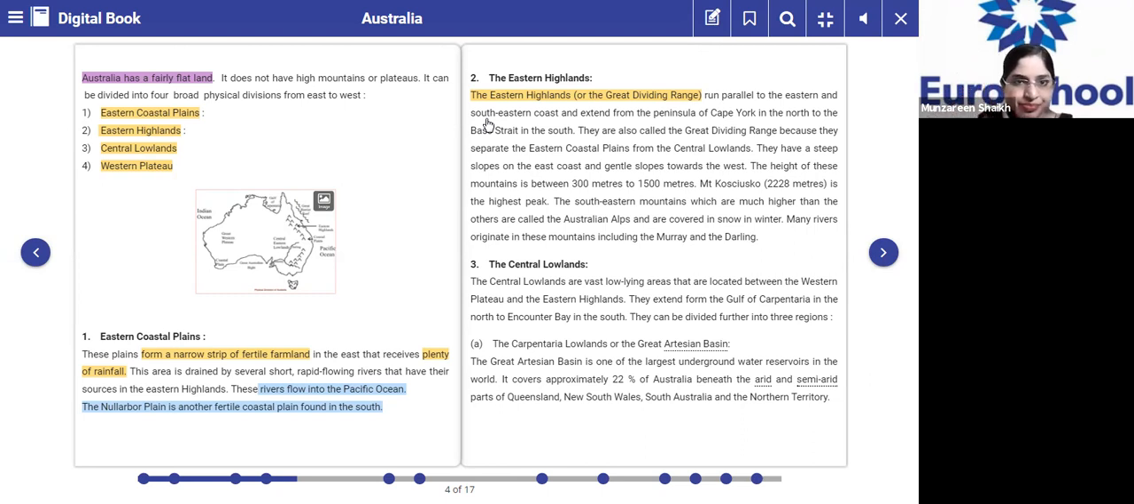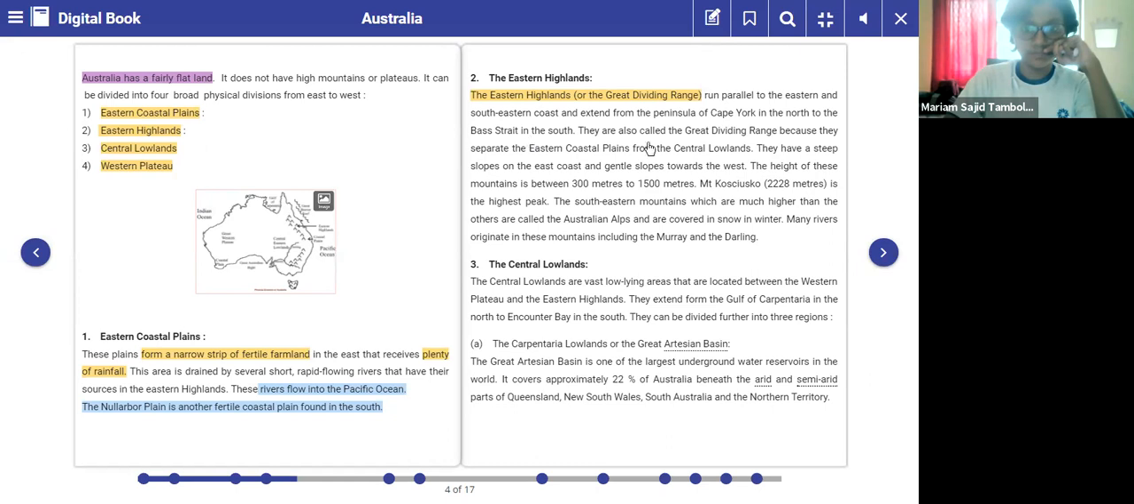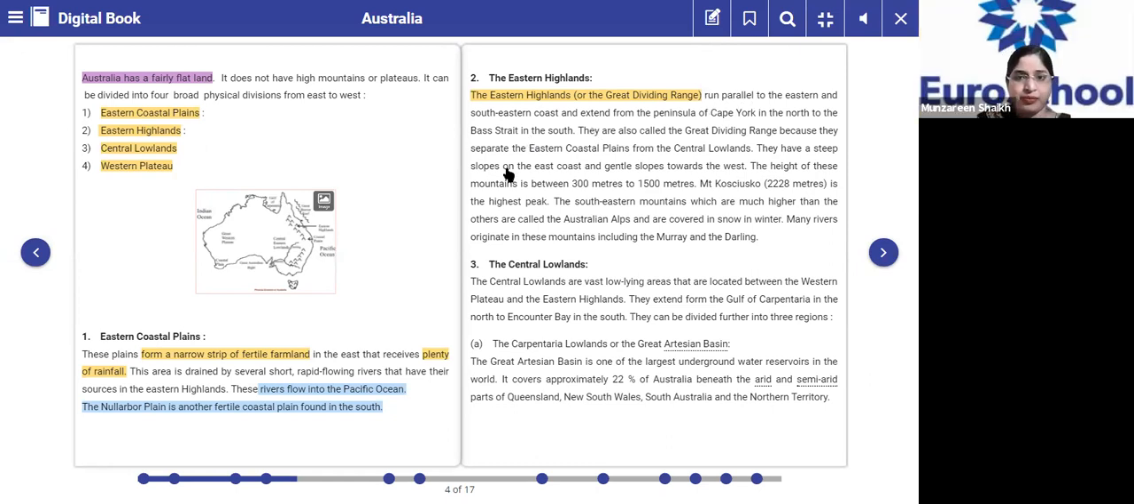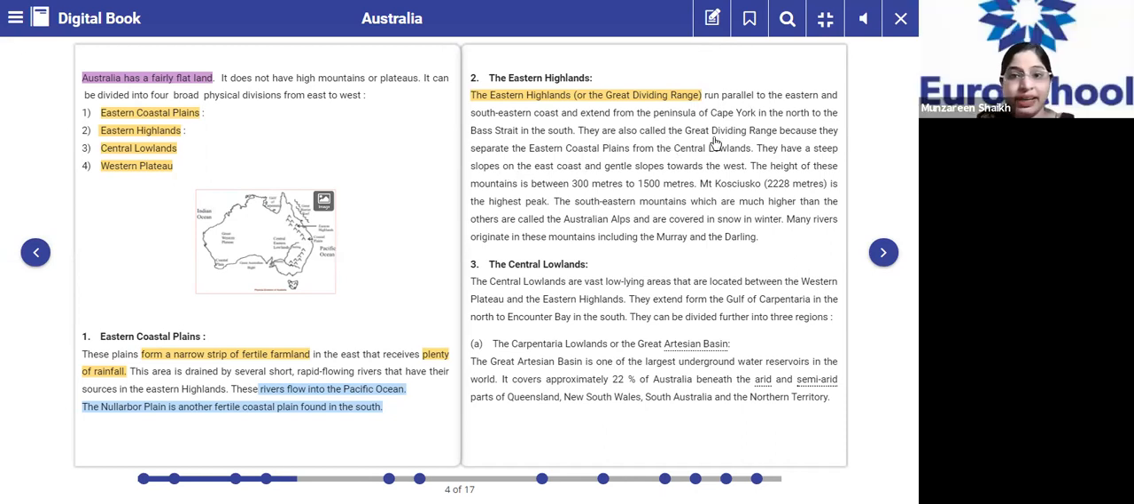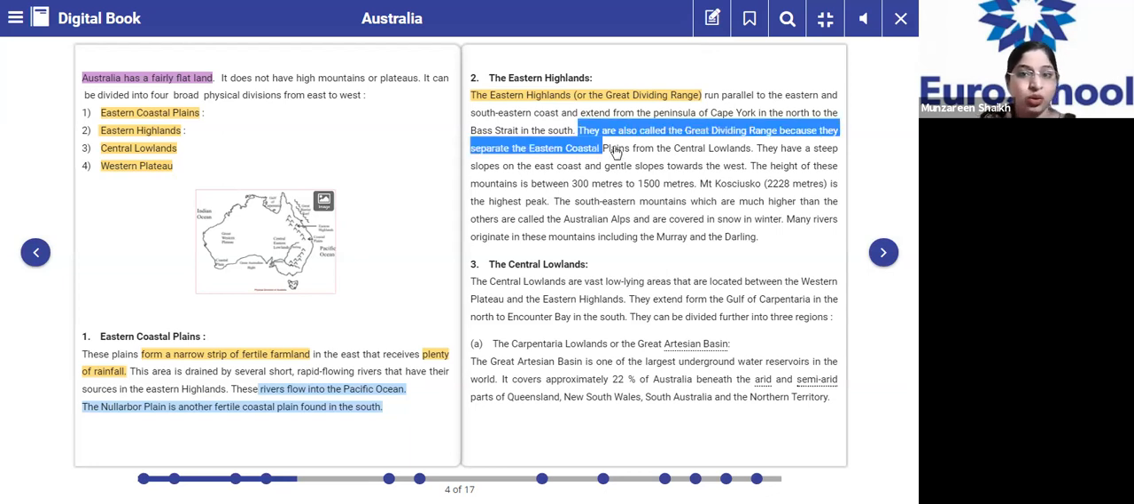Clear, everyone? Yes, ma'am. Everybody understood till here? Yes, ma'am. They are also called the Great Dividing Range. I told you the other name of Eastern Highland is the Great Dividing Range, right? So you have to remember the other name. But here you might get a give reason question. Why is it also called the Great Dividing Range? Because they separate the eastern coastal plains from the central lowlands. Only that much. Just underline from because.